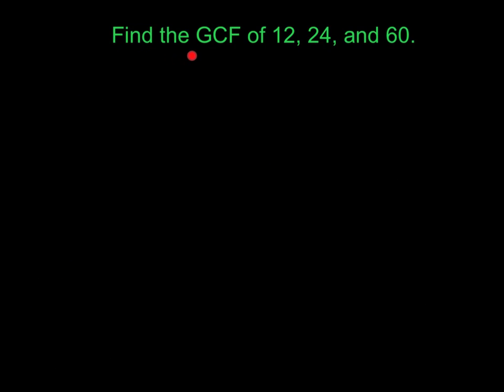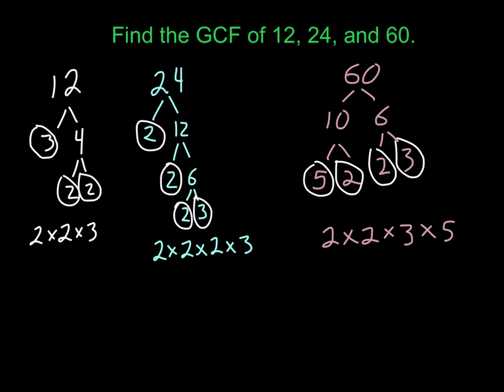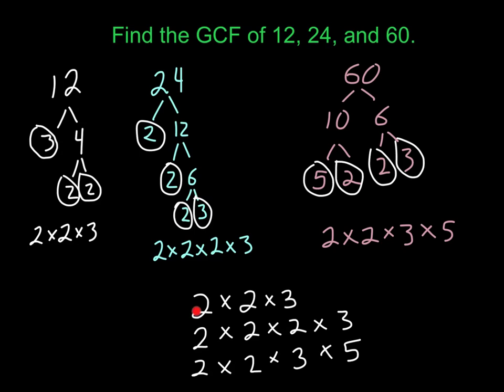If I was asked to find the greatest common factor, or GCF, of 12, 24, and 60, I did a factor tree for each of these numbers, and I've shown you how to do that, so I'm not going to walk you through that. But you can see, here's the prime factorization for each of those numbers. Now my next step is to put these numbers on top of each other. So I'll do that right here. So here you can see I've written the prime factors for each of the numbers, and I'm going to separate them just like this.